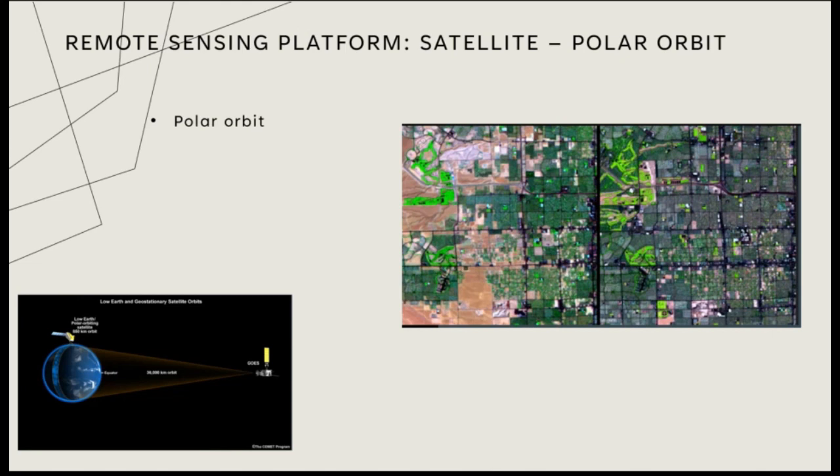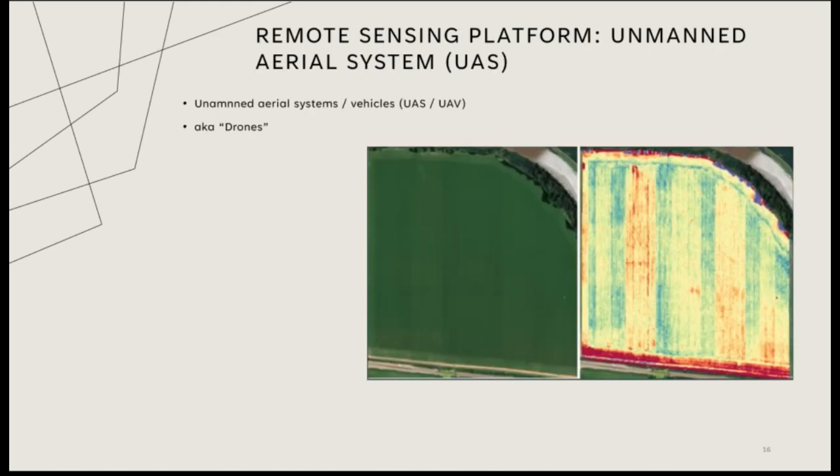Imagery collected with satellite platforms such as Landsat is often open source and easily accessible. Satellites are an ideal platform for global monitoring and environmental science applications.